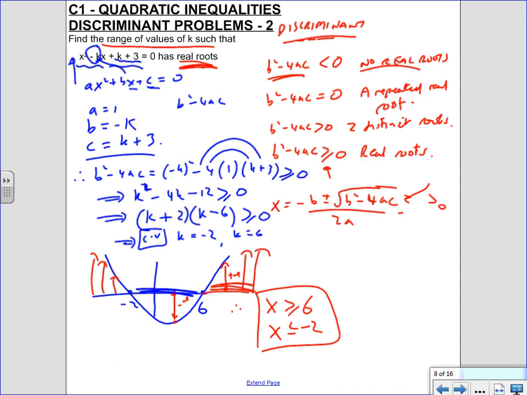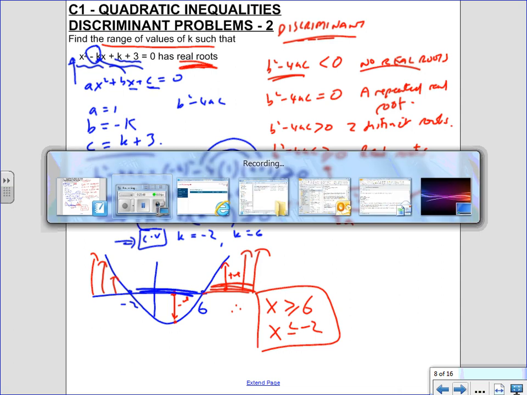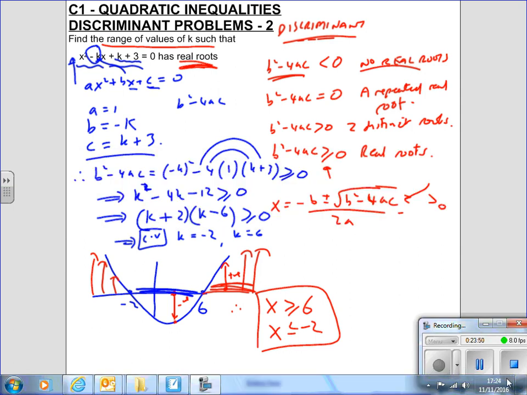Some of you are thinking, ah, well, I could write this as 6 less than like this, let's say. But let's read that out. 6 is less than or equal to minus 2. That's ridiculous. 6 is bigger than minus 2. It doesn't make any sense, you see? So you can't put everything together. I hope that's helped and cleared up some of that stuff.